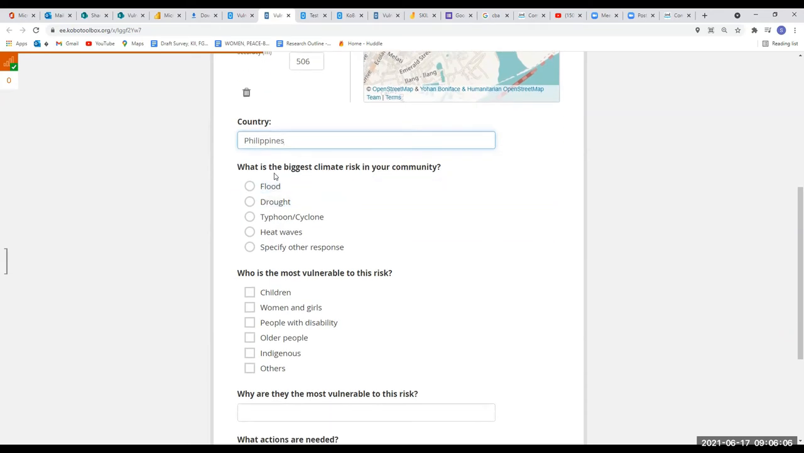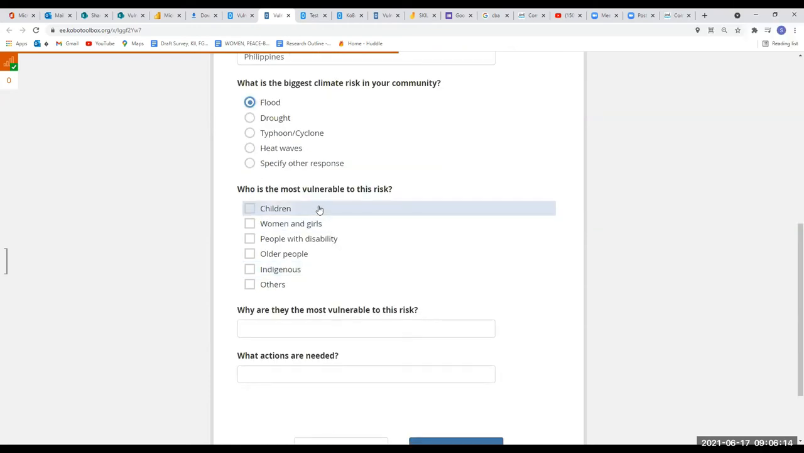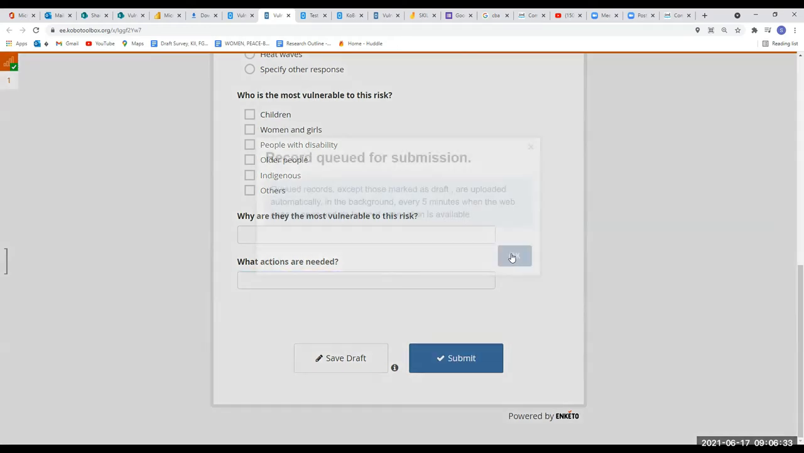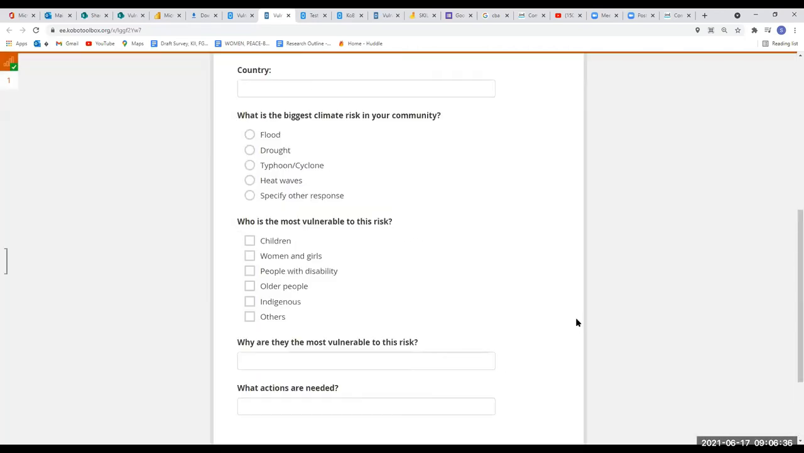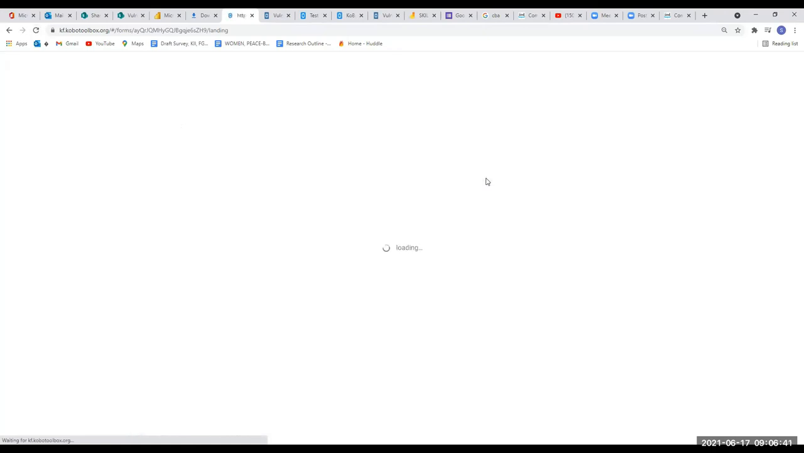So for this one, what is the biggest climate risk in your community? Let's try to put here flood. And then who is the most vulnerable to this risk? Let's try to check children, women and girls, people with disability. Why are they most vulnerable to this risk? Test response. What actions are needed? Test action. And then after I submit that data, that should show up here.